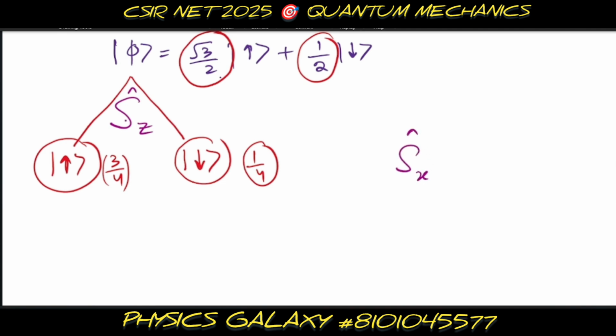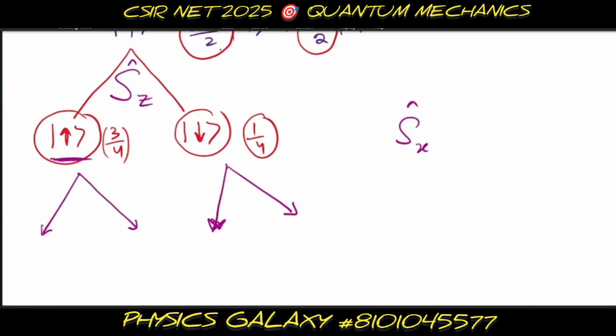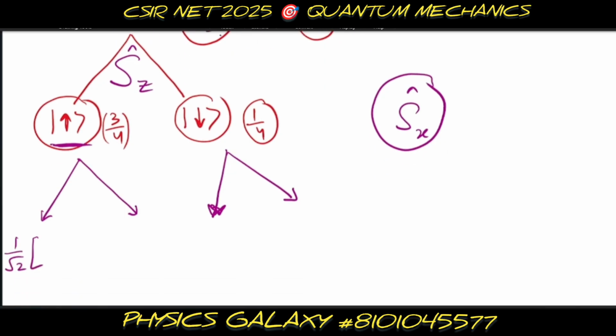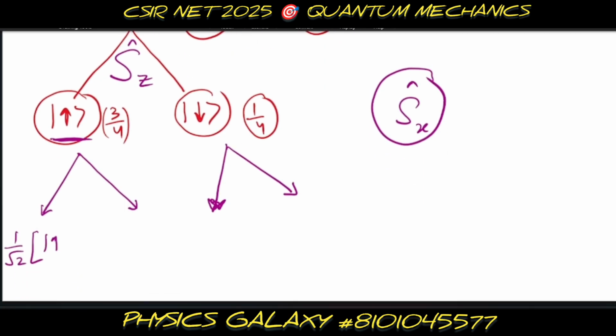Now we do the Sx measurement. If we do the Sx measurement on this, we again have two possibilities, each with 1 by root 2, because the Sx measurement will lose the information of what was there previously. So it will give us a superposition of up plus down. Let me write it in a more compact way.